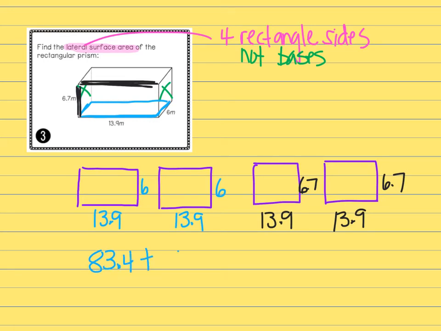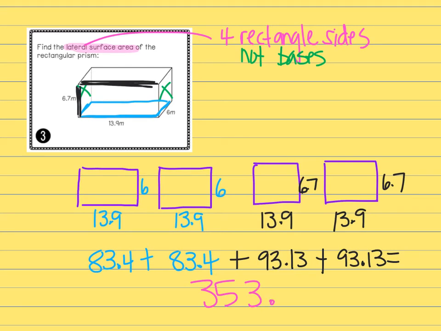Then I need to write that down again because remember I had 2 of the same size rectangles. Then the other 2 rectangles that I have were 13.9 times 6.7. When you multiply those together, you get 93.13. And remember there's 2, so write it down twice. When you add all this together, your final answer is going to be 353.06. The units were meters.